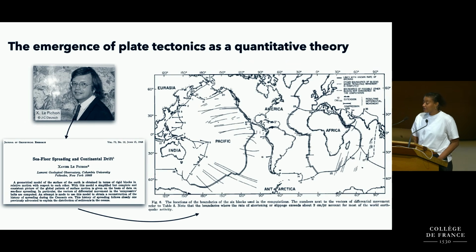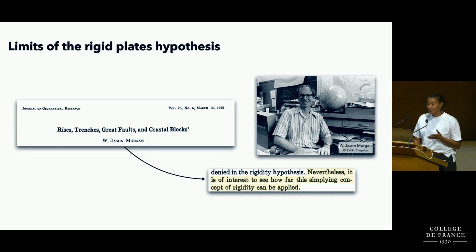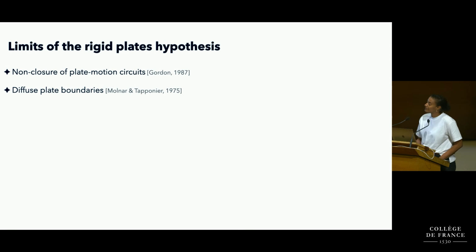contribution to this day. But in fact, this model was first proposed with the hypothesis that the tectonic plates were rigid. And from the very beginning, even Jason Morgan knew that this was just a simple assumption, and he wanted to see how far he could get with this simple assumption. And I think this is really translating the kind of simple physics we can do to understand, to first order, complex geophysical systems. But of course, this hypothesis was challenged quite fast with a number of different types of observations.